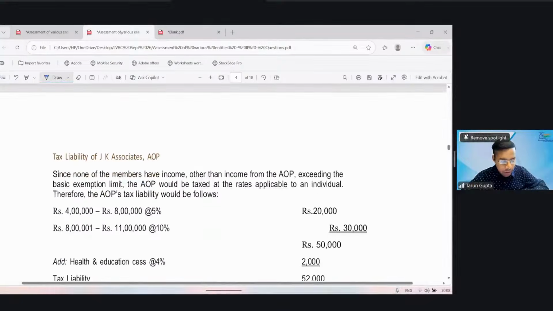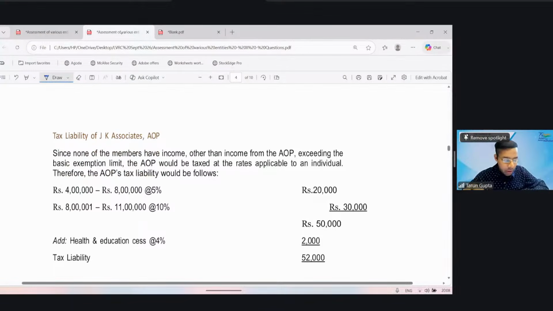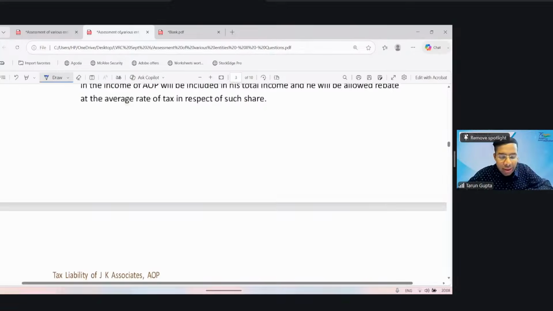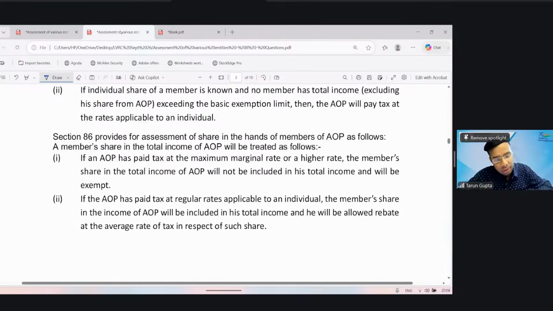So, tax liability of AOP. 4 to 8 lakh, 5%. 8 to 11 lakh, 10%. 50,000, plus 2,000, that is 52,000. Now talking about the tax liability of the members.